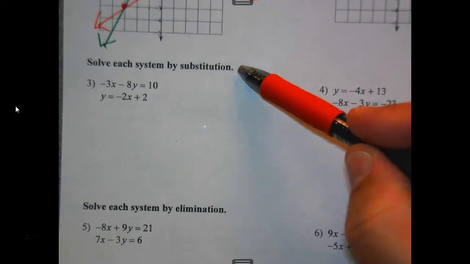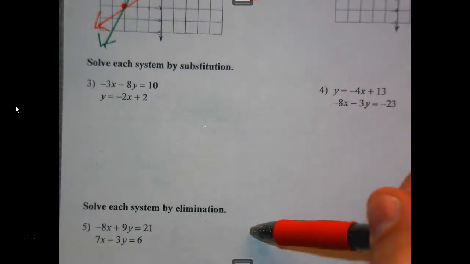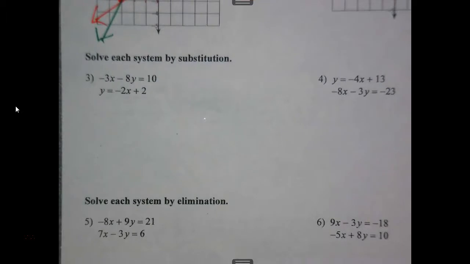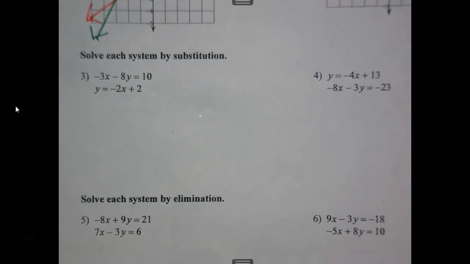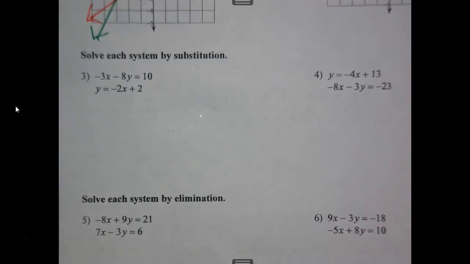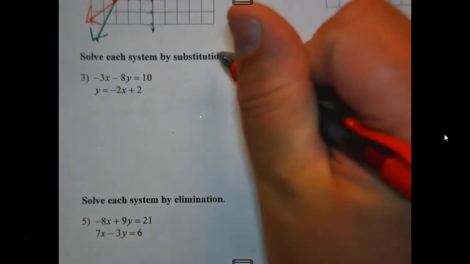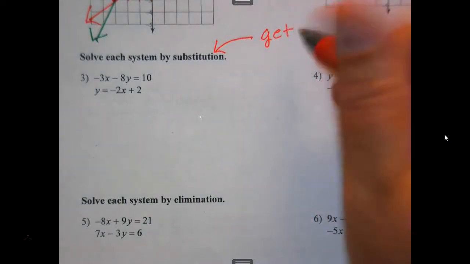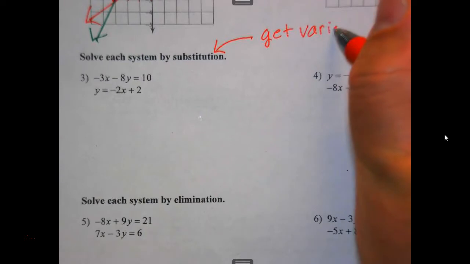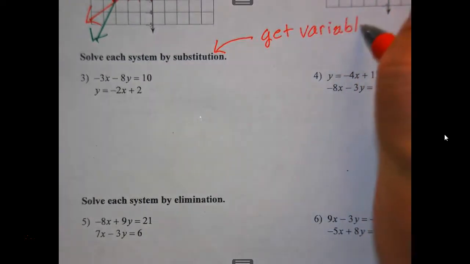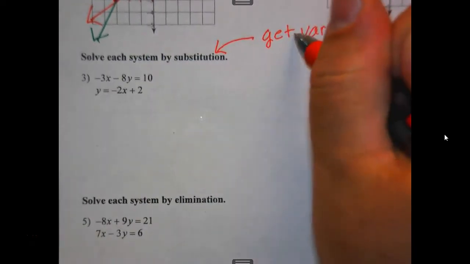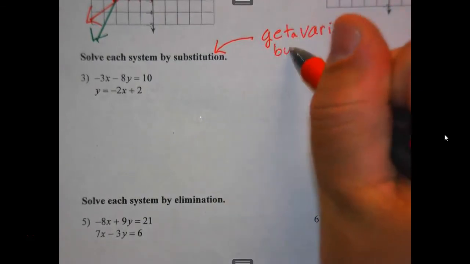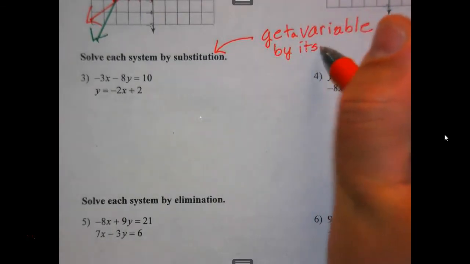Solve by substitution and solve by elimination. Those are the 2 other methods. Okay, solve by substitution is exactly what that means. You have to, first of all, get what? A variable by itself. Doesn't matter whether it's the x or the y. You have to get a variable by itself, or isolated.